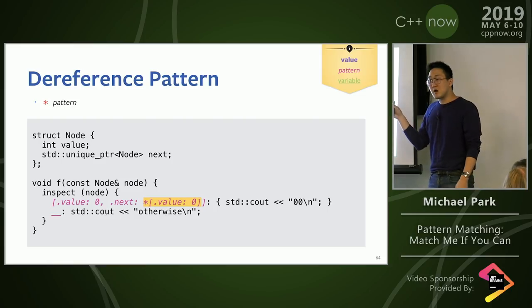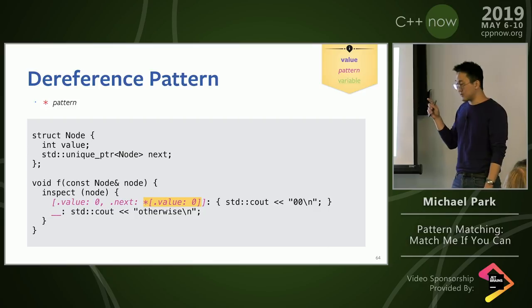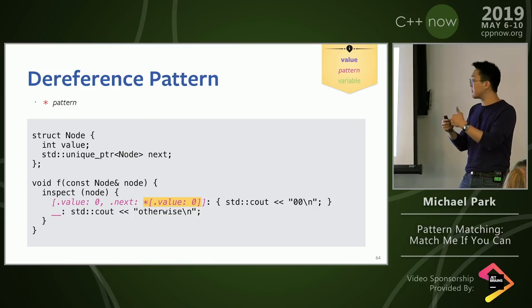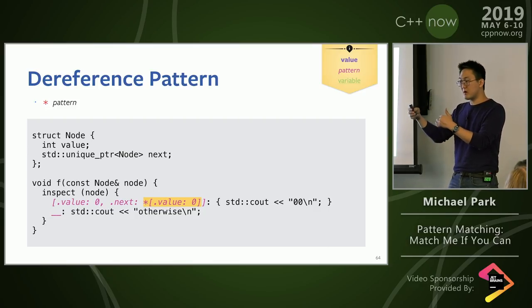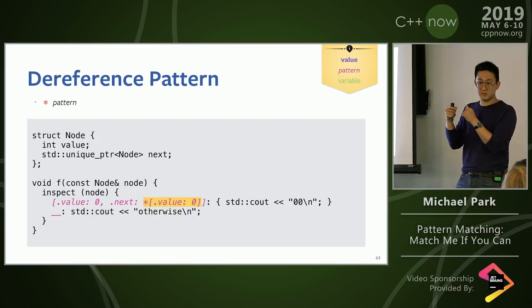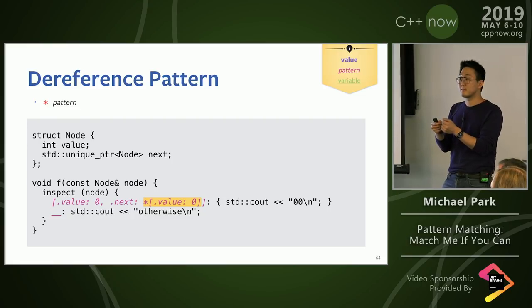So what that means is that the star there is checked. And so with the star pattern, the pattern will actually try to match if the thing that we're matching actually is valid. That's so cool. The comment was that's so cool.